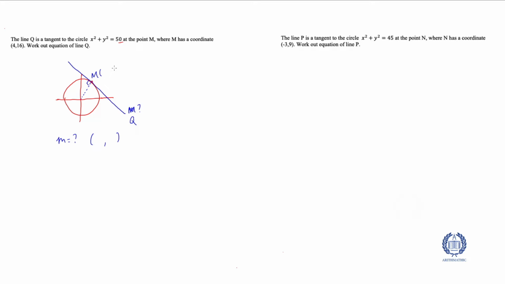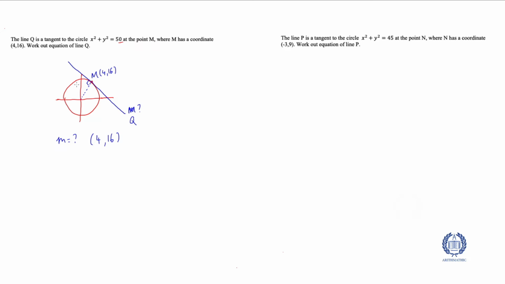You know this coordinate, point M, because it's given in the question, which is (4, 16). So we know that here, right? All we need now is to find the gradient m. By the way, this capital M and this m are not the same thing. They're completely different. This is m for gradient, and the capital M is just for the coordinate.